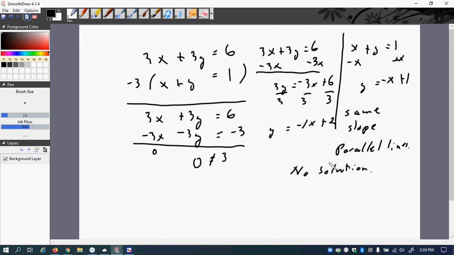And so that's something you have to point out as well. If you get something that doesn't equal itself in the end, and the variables did drop out, then if they don't equal, you get no solution. And so you need to state that. You can't just say 0 does not equal 3. You have to say what that means, okay? Just like when it was infinite solutions.